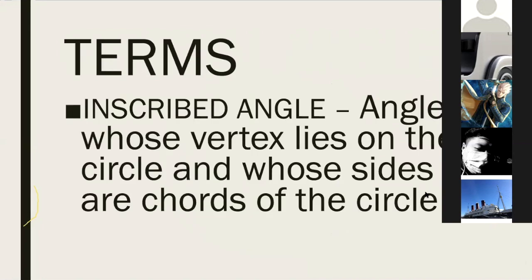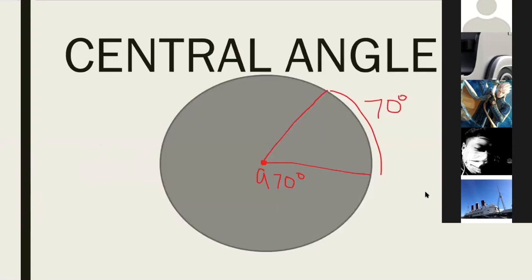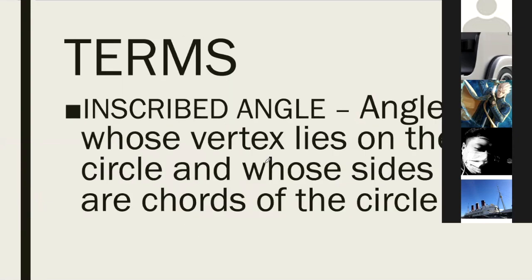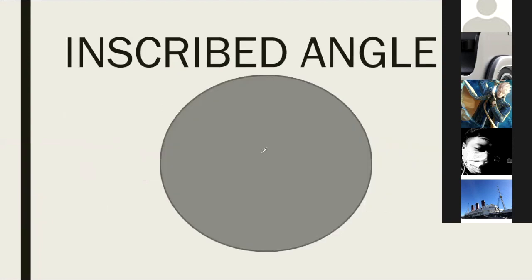Inscribed angle is an angle whose vertex lies on the circle and whose sides are chords of the circle. So, kung yung central angle ay sa gitna ng circle, yung inscribed angle ay nasa labas. Hindi naman sa labas. Ano? Sa circumference. So, halimbawa, dito yung point A ng inscribed angle. Check ko lang notebook ko para sure.